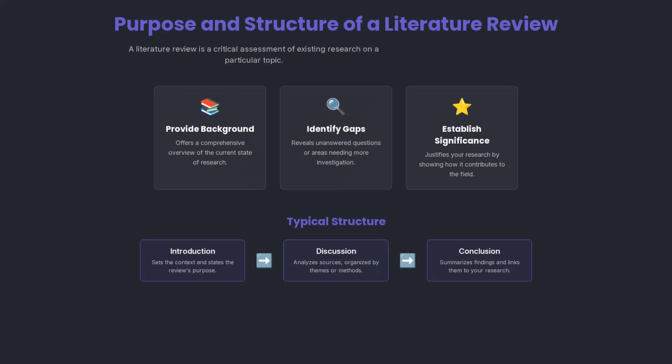For example, if you're writing a literature review on the impact of social media on mental health, you might organize it by different age groups or by specific types of mental health outcomes, like anxiety or depression.